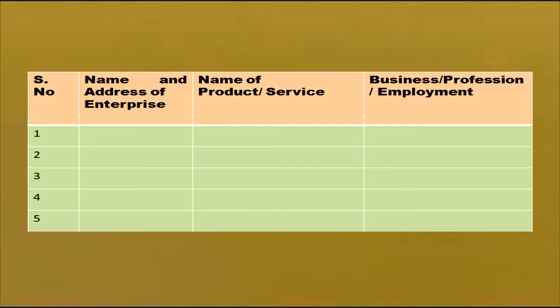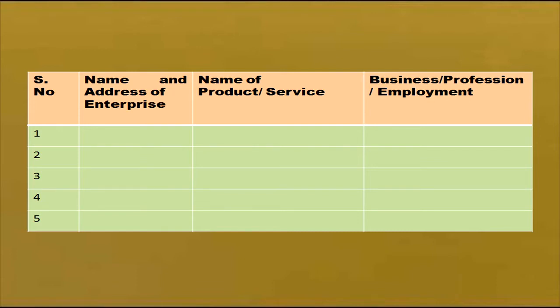First column will be the serial number. And second column, name of the person you have met or the organization. Third, name of the product or service. Fourth column, business, profession, or employment. If you have seen any business unit which is engaged in selling butter, sugar, cement, etc., you can identify that and name of the product you have to write here. And in the last column, you can write it as a business unit.